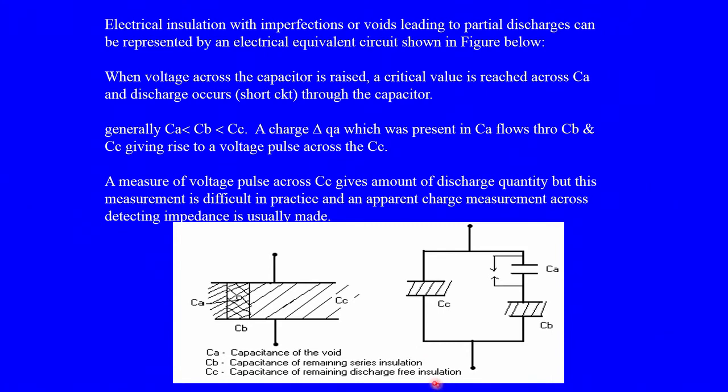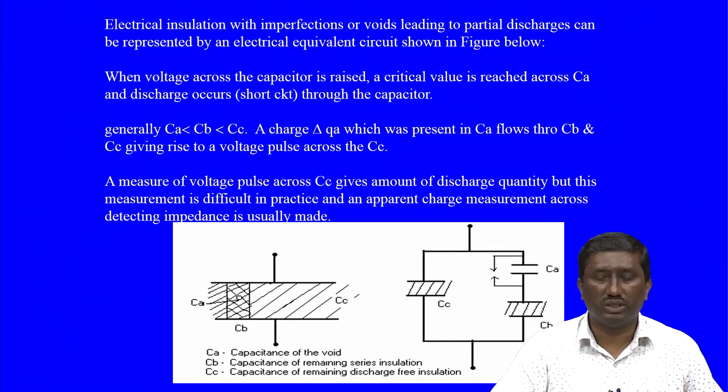So, a measure of voltage pulse across CC gives the amount of discharge quantity which was present in the void, but this measurement is difficult in practice. So, an apparent charge measurement across the detecting impedance is usually conducted in the laboratory, because estimating or directly measuring this is not an easy task. An apparent charge measurement is normally followed in the laboratories to measure the partial discharges.